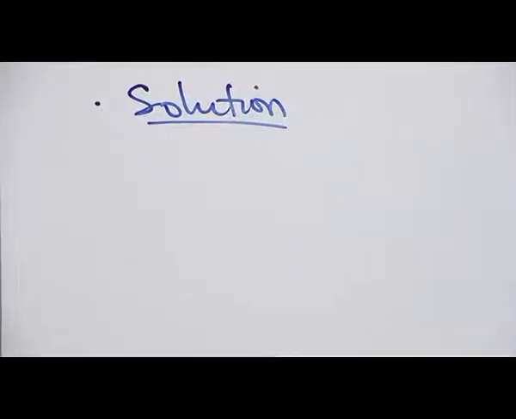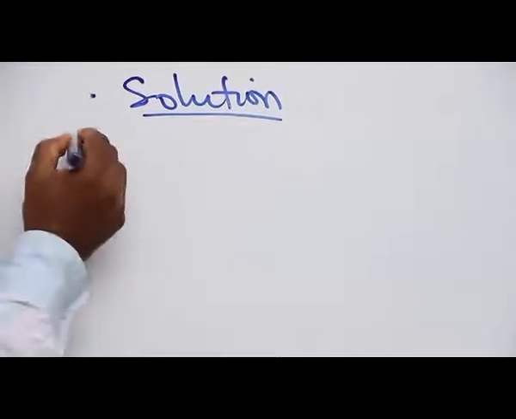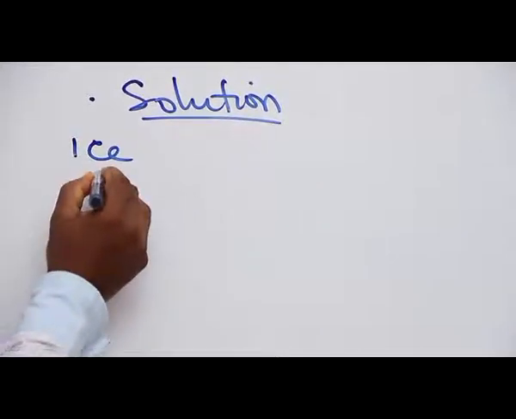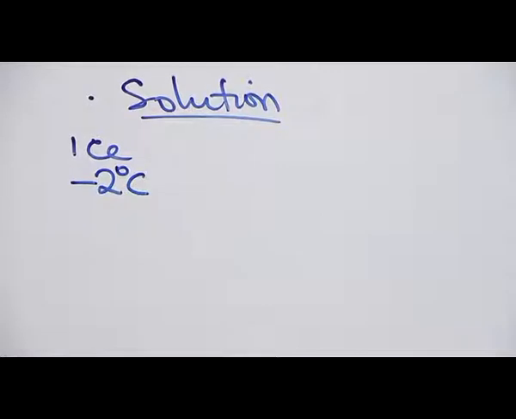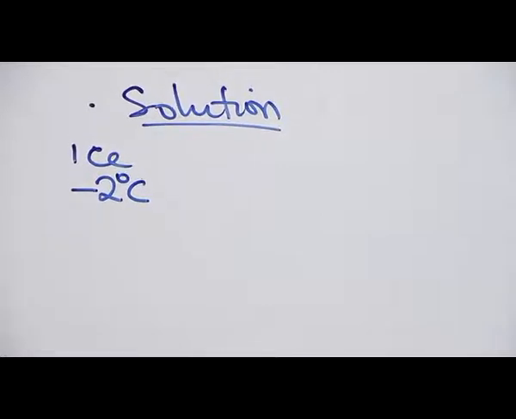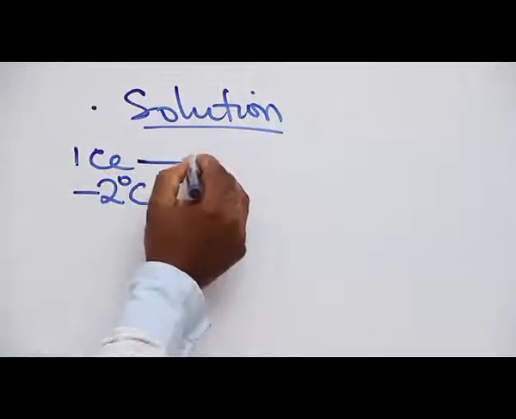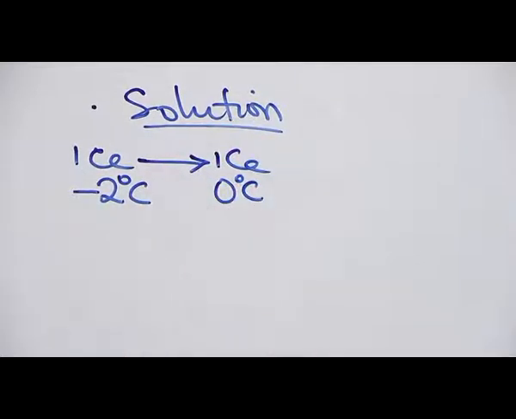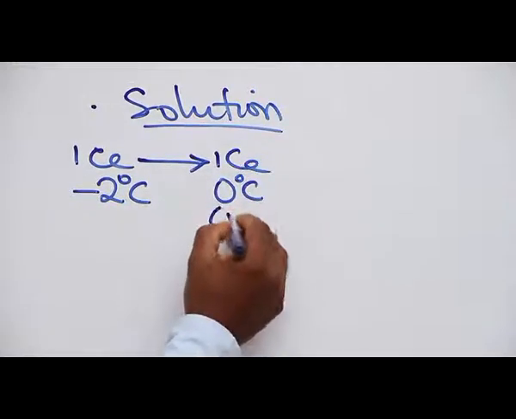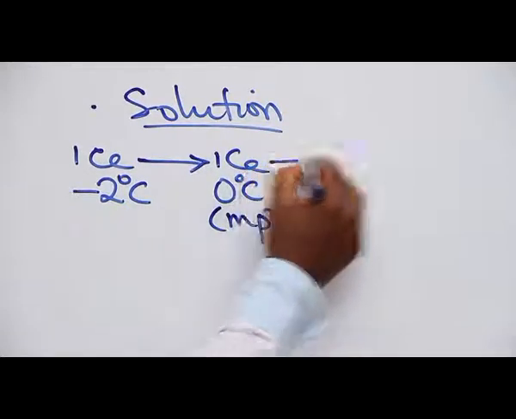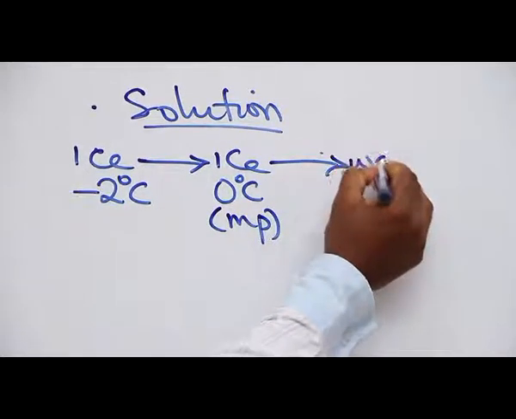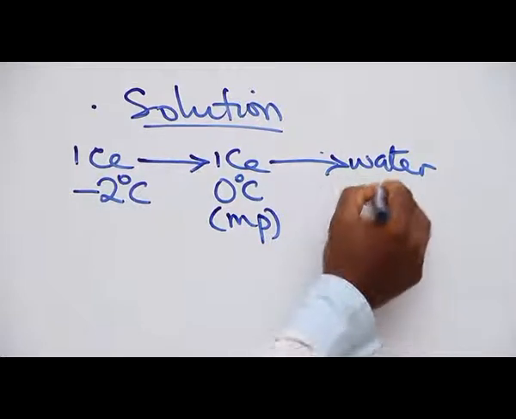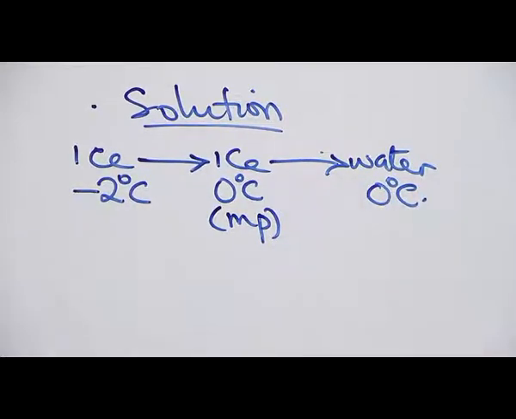The ice was initially at a temperature of -2 degrees Celsius. The heat supplied to it will first increase the temperature to the melting point of ice, which is 0 degrees Celsius. A further application of heat energy to the ice will now change the ice to water at the same temperature of 0 degrees Celsius.